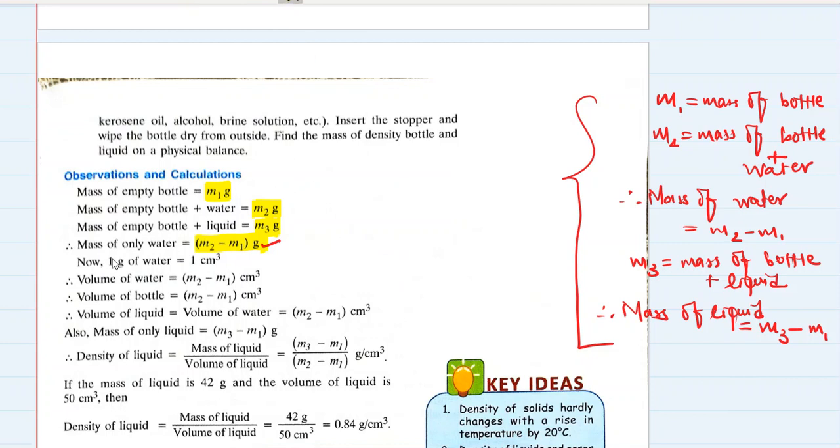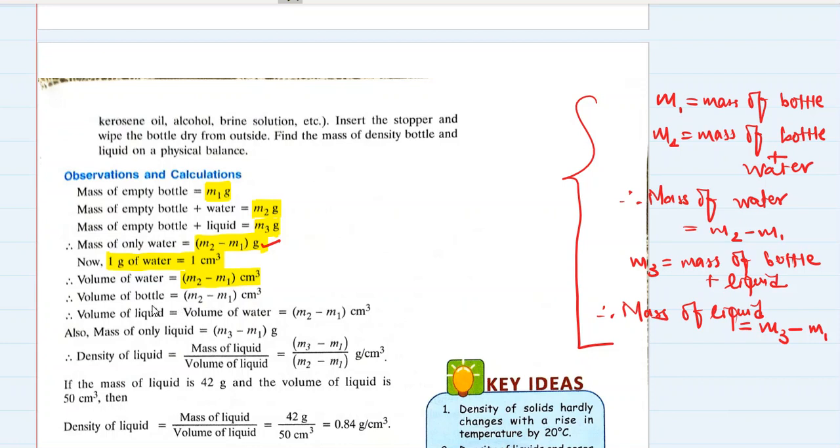Now just see this, this is very important. 1 gram of water occupies 1 centimeter cube. We have M2 minus M1 grams of water. So how much volume of water do we have? We have M2 minus M1 centimeter cube of water.